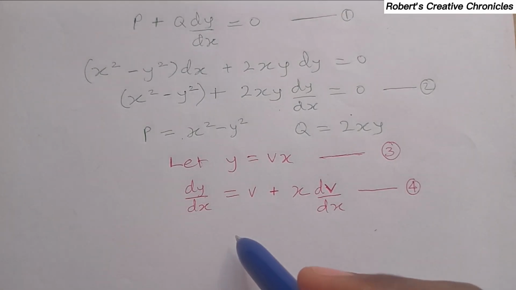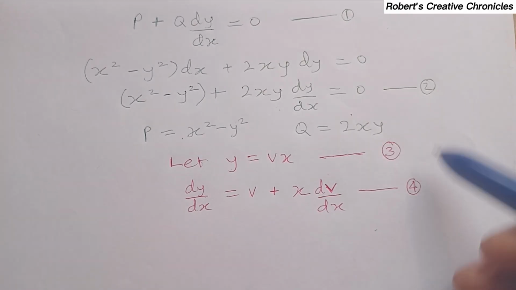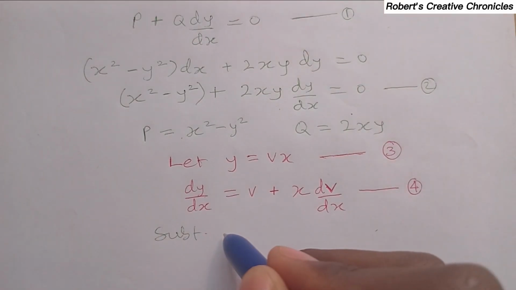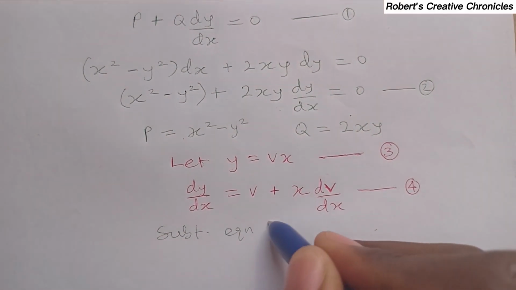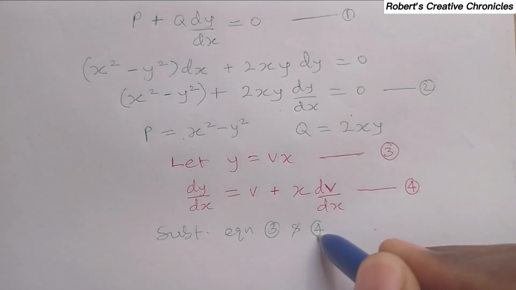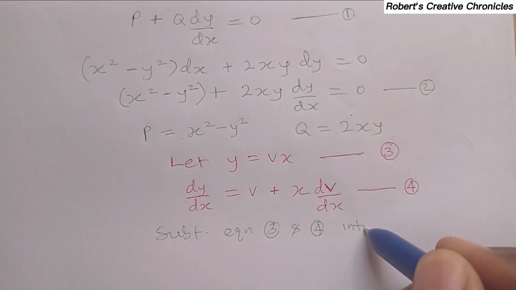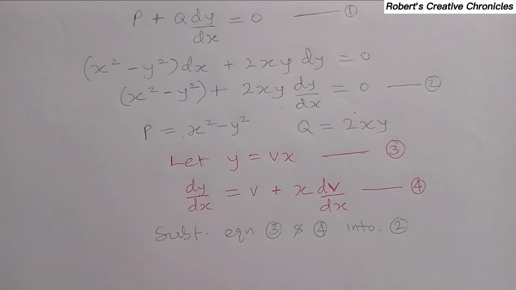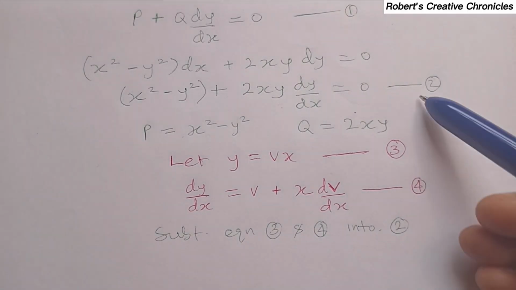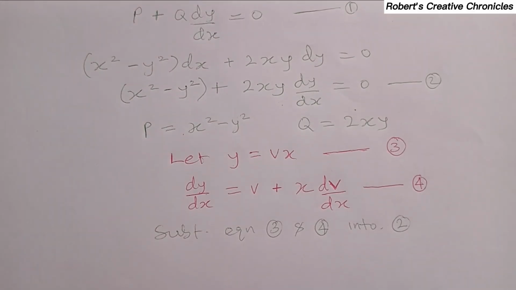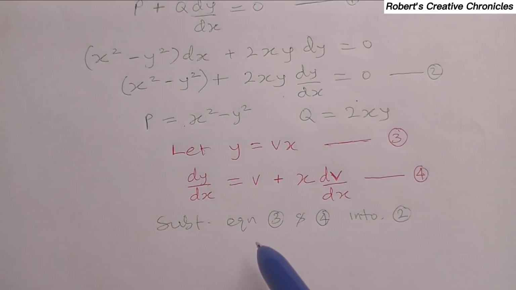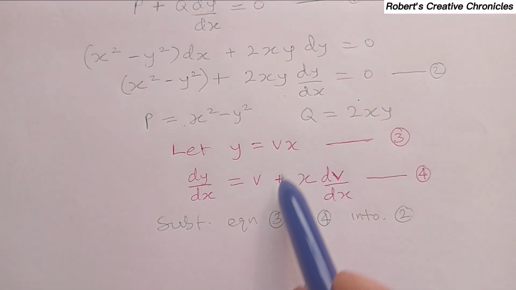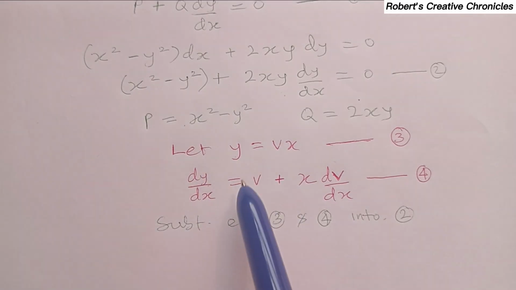So now we're going to substitute equation 3 and 4 into equation 2. So 3 and 4 will substitute back in the original equation. So wherever we see y, we will substitute it for vx. And whenever we see dy over dx, we substitute it for this.